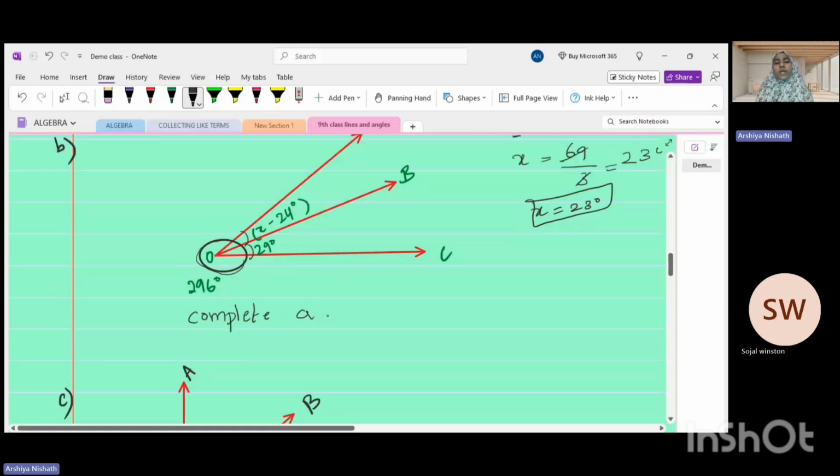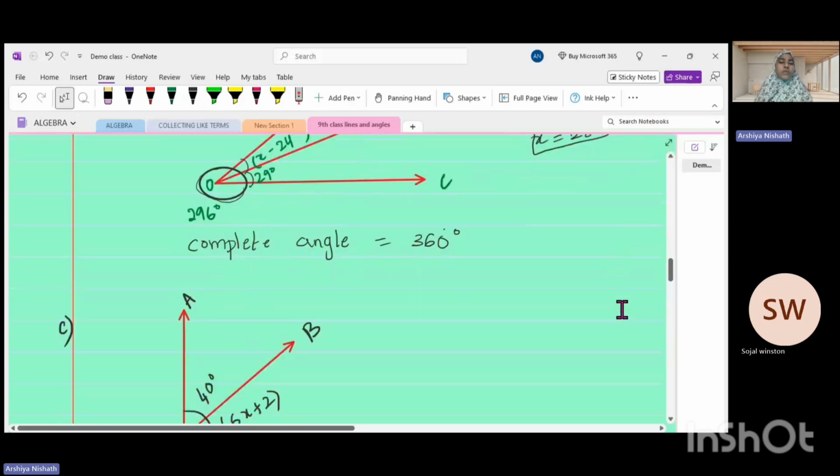And what do we know about a complete angle? A complete angle is nothing but 360 degrees. So a complete angle is 360, which means the given angles add up to that. Just now we learned about a straight line. Sum of all angles on a straight line is 180 degrees. Similarly, here also can I write sum of all angles is equal to 360 degrees? Yes, we can. In the same way, you have to do this problem also.